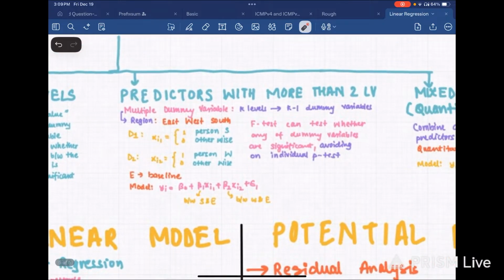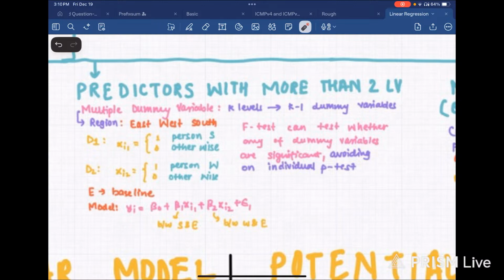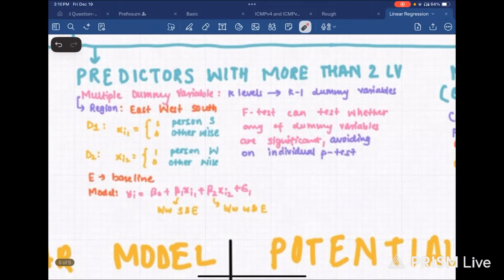For predictors with more than two levels, there are multiple dummy variables. If we have k levels, we will have k minus one dummy variables. We can take an example of a region: east, west, south. East will be our baseline. So xi1 equals one or zero: if it is one, the person is south, and zero otherwise. xi2: if it is one, the person is west, and zero otherwise.